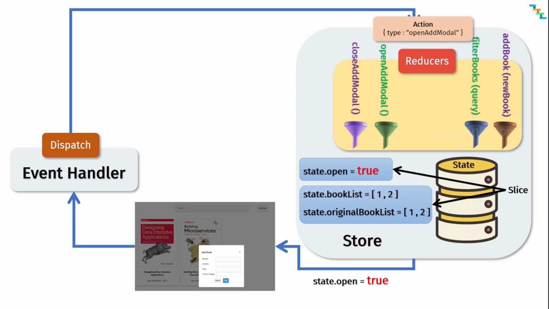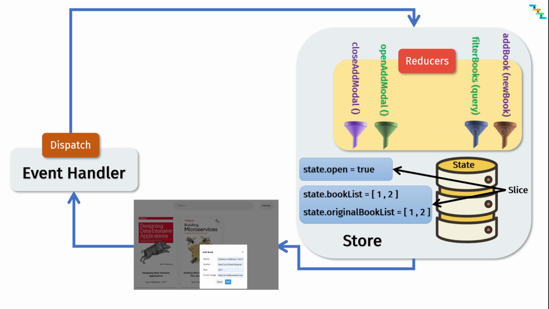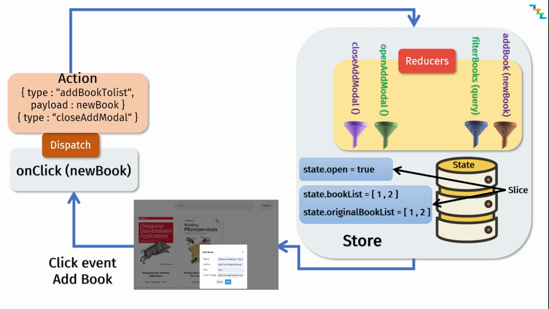Now we will see another example by sending an optional payload. Now I am entering values in the modal, which has name, author, year, and cover image as strings, and then after that I am clicking the add button. When I click the add button, the on click function will get triggered. In the on click function I have this dispatch. Now I am triggering two different actions. One action with type addBookToList, and here I am also sending the new book, and this dispatches another action that is closeAddModal. So one with optional payload and one without payload.